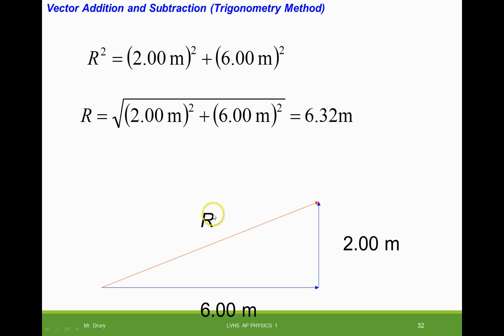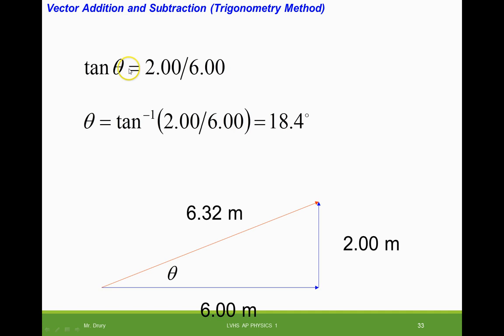But that's not enough to determine what this vector is, because each vector has to have not only a magnitude but a direction. Like, for example, this vector is 6 meters but in the positive x direction. This is 2 meters but in the positive y direction. This is 6.32 meters, but in what direction, we have no idea. So we need to find out this angle. And if you remember, we're going to use our old friend, the tangent.